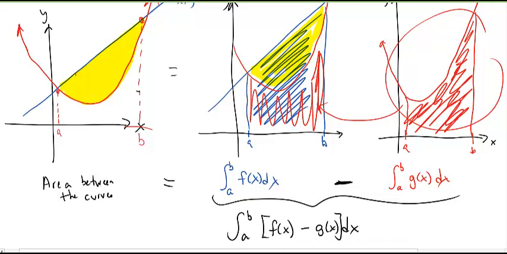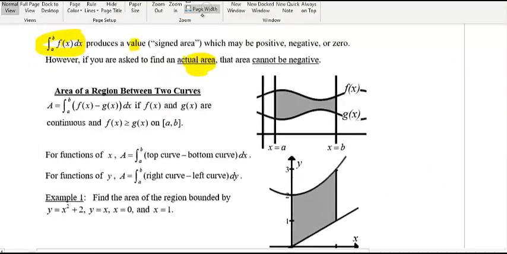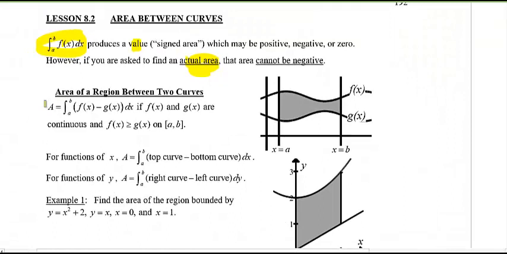And this gives rise to our formula for the area of a region between two curves. The area is equal to the integral from a to b of f of x minus g of x dx, as long as f and g are continuous and f is always above or equal to g.